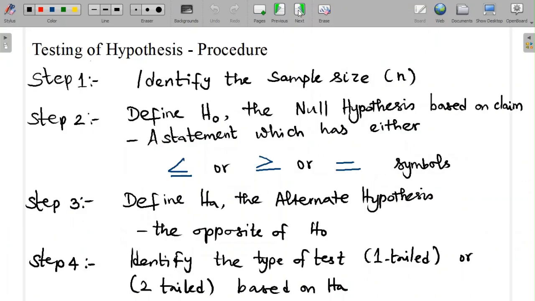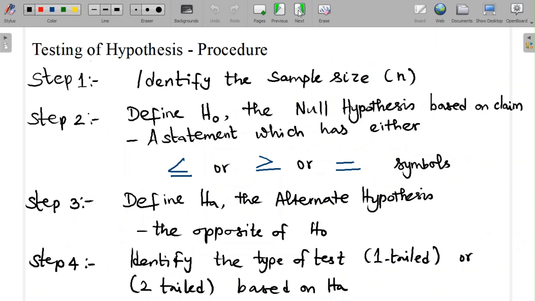So to sum up all that we have said, I'll just put it up under the procedure that is to be followed for testing of a hypothesis. Step one will be to identify the sample size, because based on the size of the sample, we choose certain tests over others. Step two, we look at the claim made and based on that, we define the null hypothesis, a statement which involves either the less than or equal to symbol, the greater than or equal to symbol, or the equal to symbol. And the alternate hypothesis will be the exact opposite of the null hypothesis.